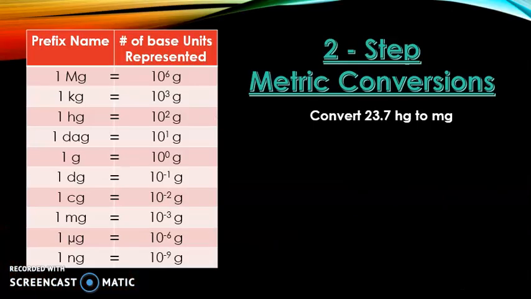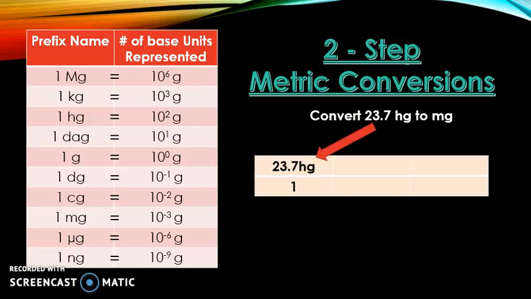So here's our example problem for a two-step conversion. Let's take 23.7 hectograms and convert that into milligrams. Just like we saw with the previous type of conversion, with one-step conversion, our first step is again to take what we've been given and put that as a fraction over 1. So we're just going to go ahead and take that 23.7 hectograms and slap it right over top of 1 to make it into a fraction.